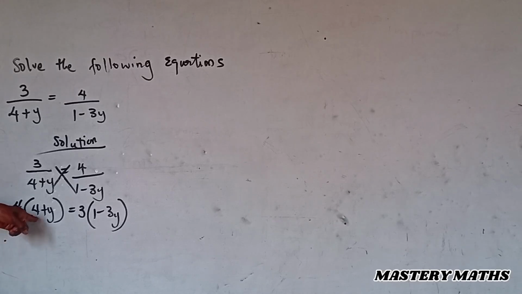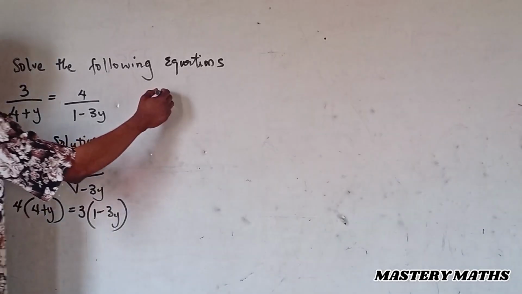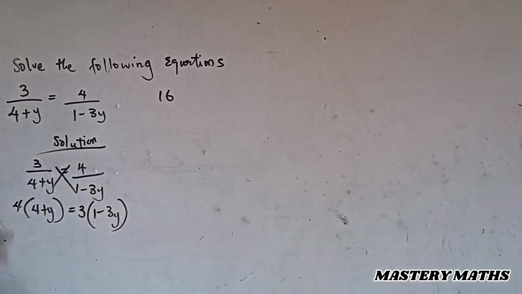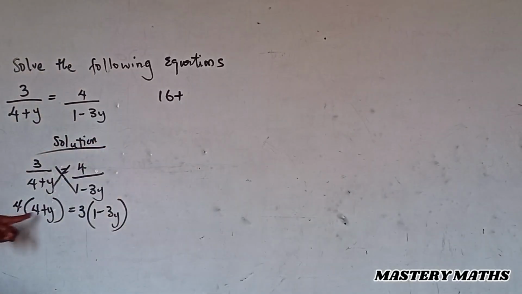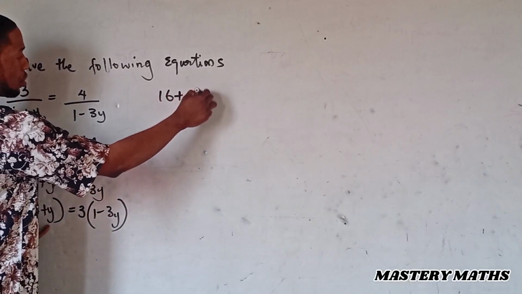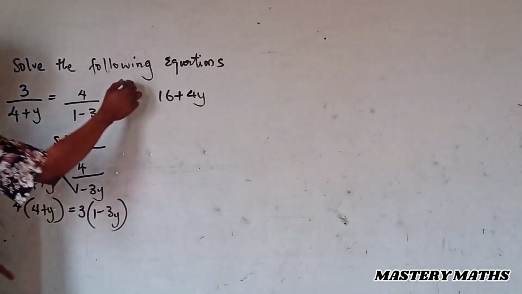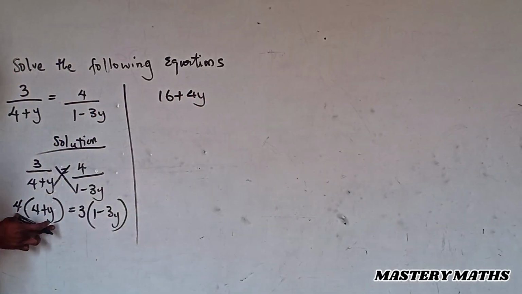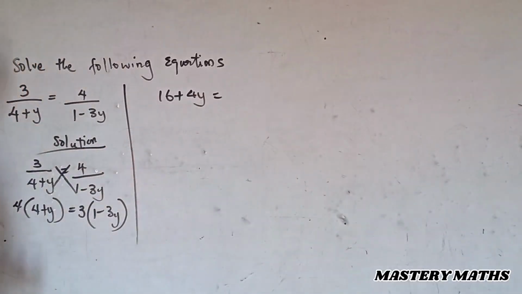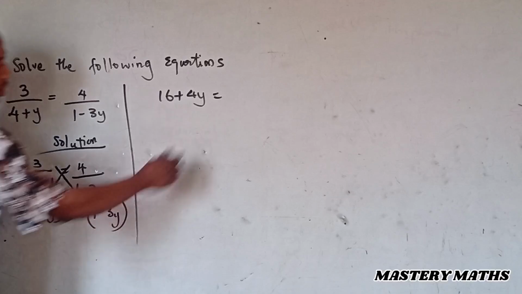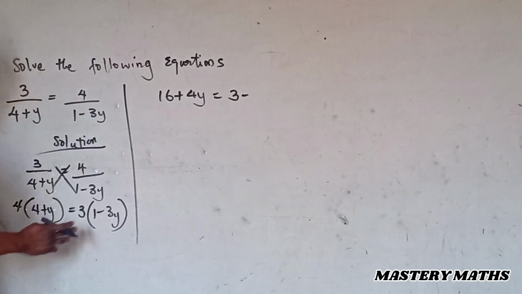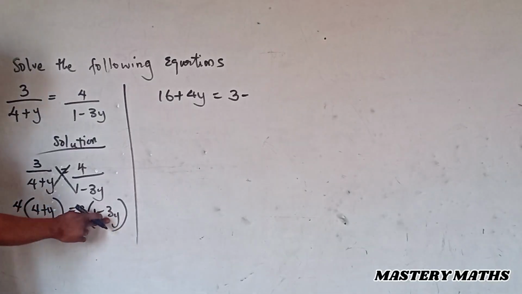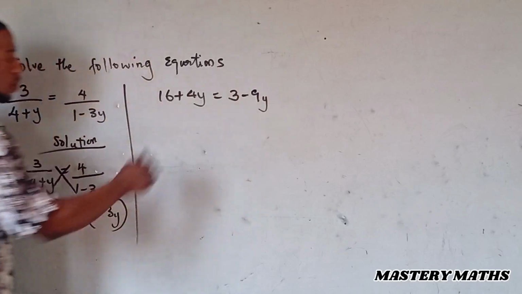You say your 4 times 4 will give us your 16. You have your sign. You have your 4 times y, which is your 4y. Now, if you open this bracket, you have the next one. You have your 3 times 1 is 3. You have your sign. You have your 3 times 3y is 9y.